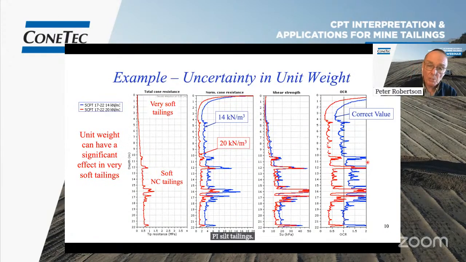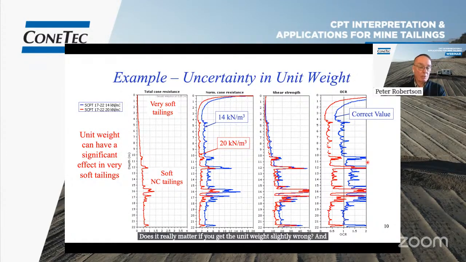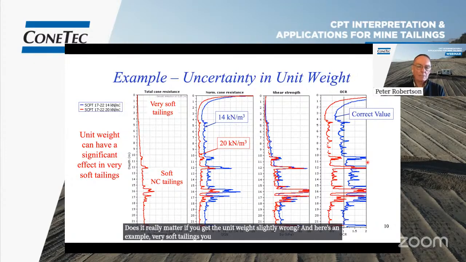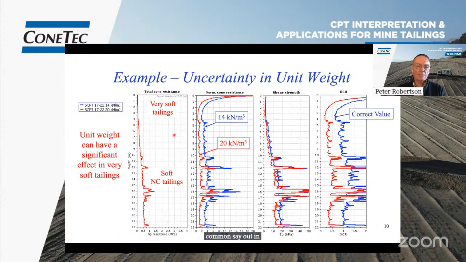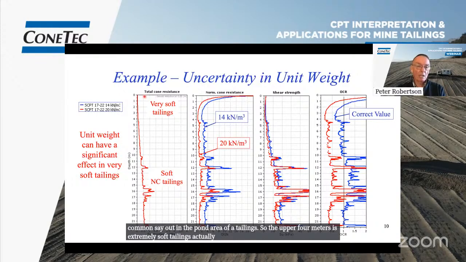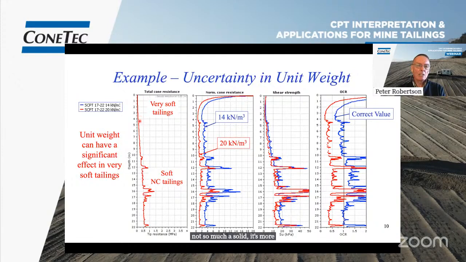Now, sometimes you get the question of, well, does it really matter if you get the unit weight slightly wrong? And here's an example, very soft tailings, common, say, out in the pond area of a tailings. So the upper 4 meters is extremely soft tailings, actually not so much a solid, it's more of a slurry. And then you get into the normally consolidated tailings. You can see the tip resistance is increasing linearly with depth. So it's a soft, normally consolidated tailings.